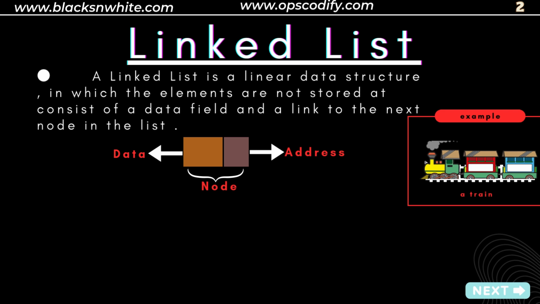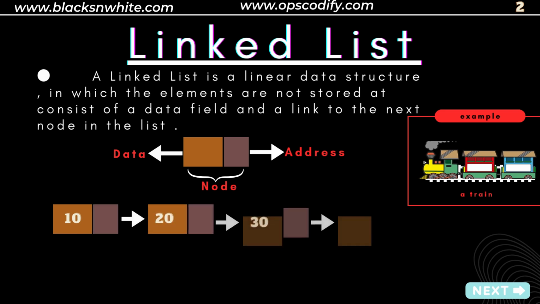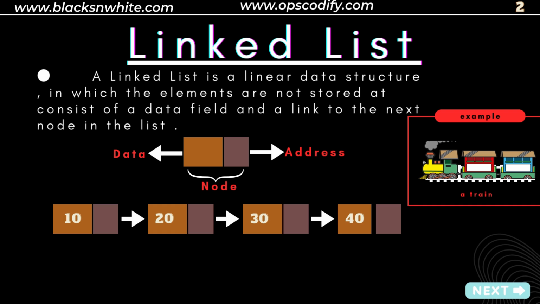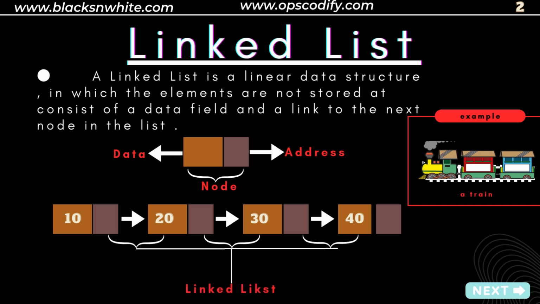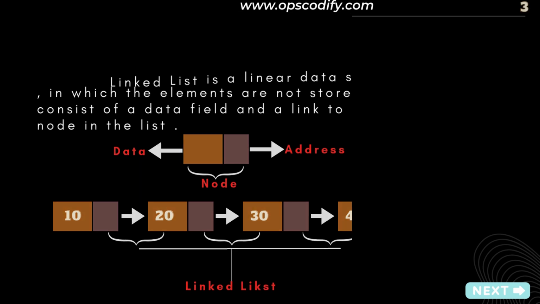This structure allows us to link data together in a series, just like the example shown where 10 points to 20, which points to 30, and so on. This makes it a very flexible way to organize information. So, a linked list is simply a collection of nodes, and each node has two parts, data and an address that connects it to the next node.